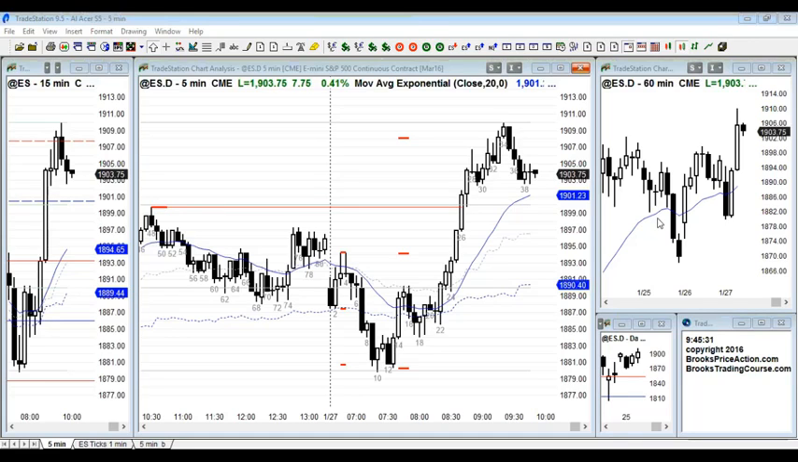You can only take a big risk trade if one thing is true, and that is that your probability of winning is high. And that's what scaling in does. It gives you a much higher probability of winning.